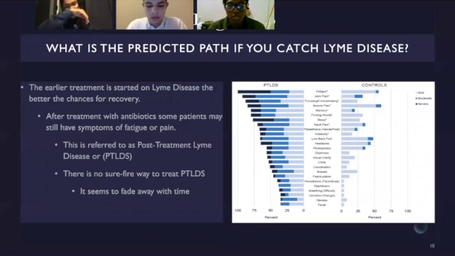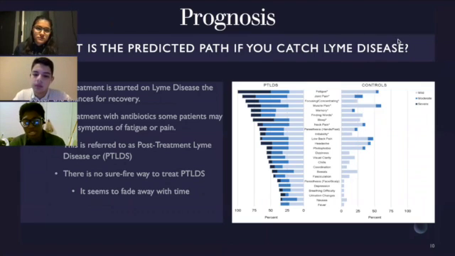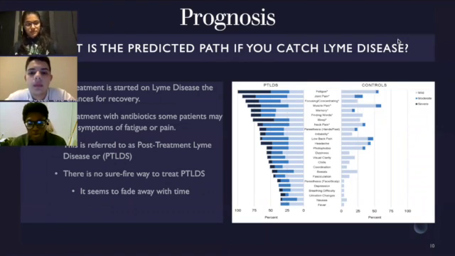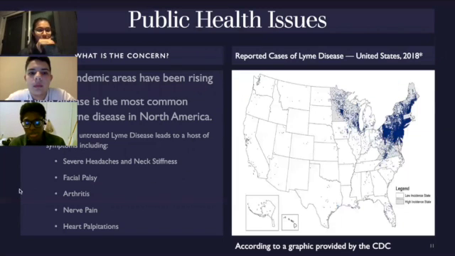The prognosis, the predicted path if you get Lyme disease, basically is that Lyme disease is the type of disease that you want to get handled immediately, sooner rather than later, because as the disease progresses throughout your system, you may receive more symptoms, you may have more developments as it grows and evolves within your system and attacks you in different ways.